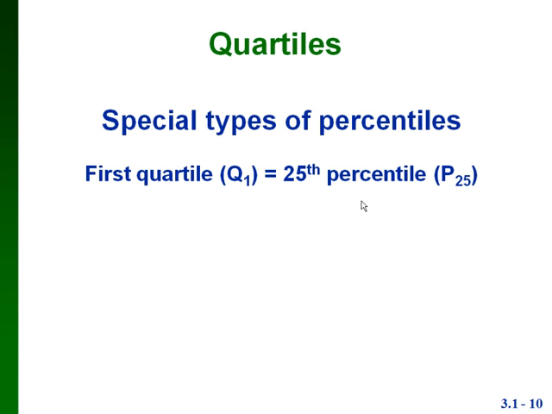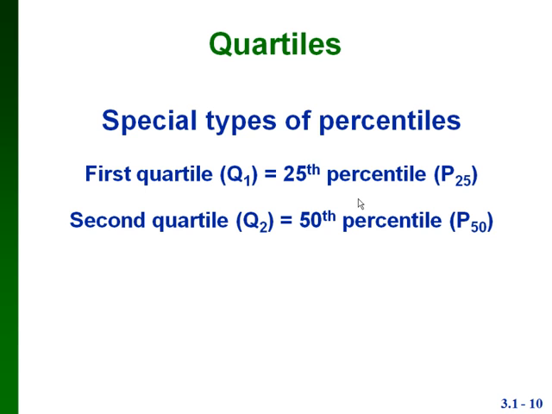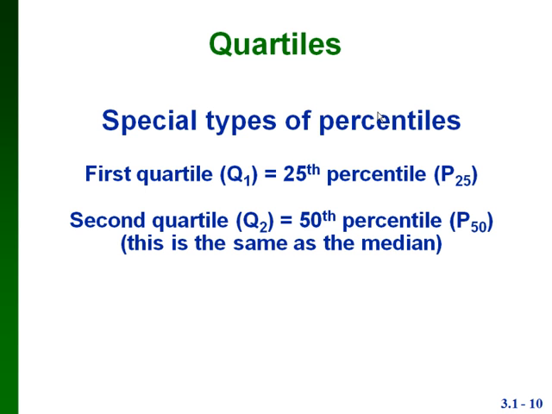Now finally, about quartiles. Quartiles, as I said, are just a special case of percentiles, and these basically divide the list of data into 4 pieces. So we have our first quartile, which we usually see written as Q sub 1. This is the same as the 25th percentile. So 25% of the data is less than the first quartile.